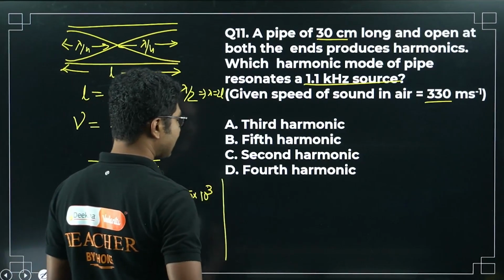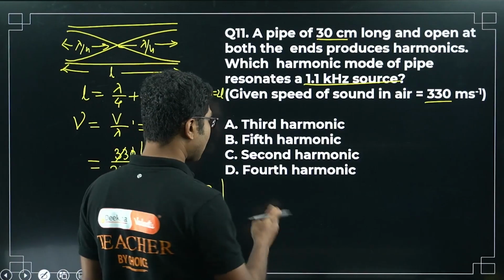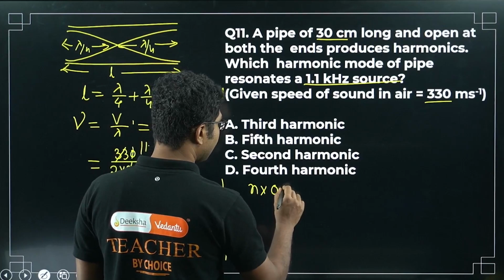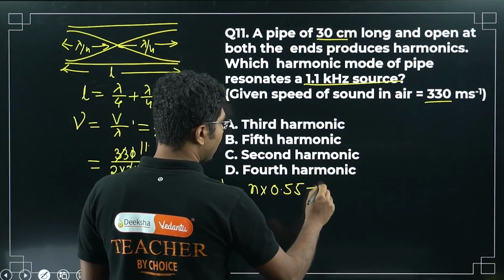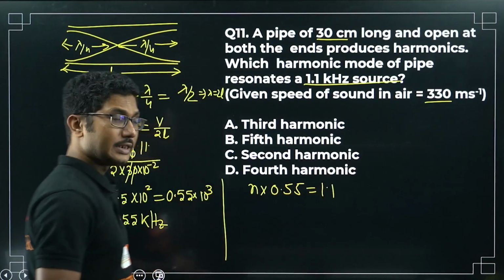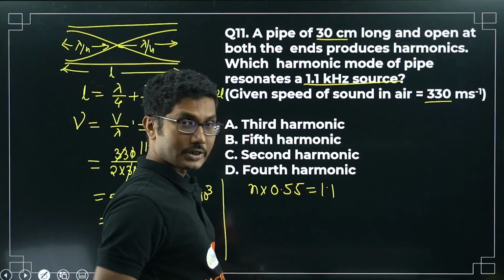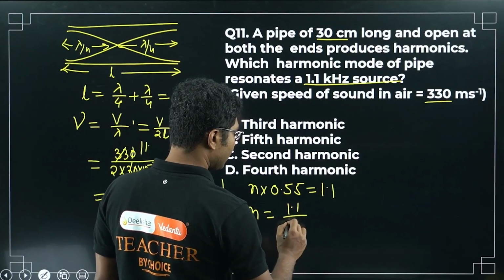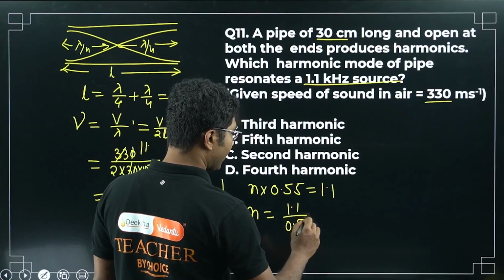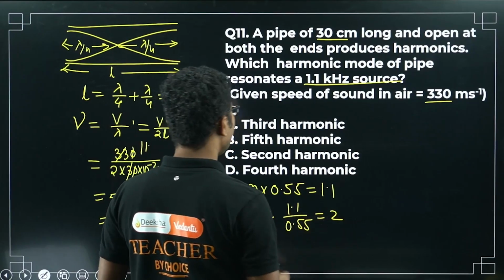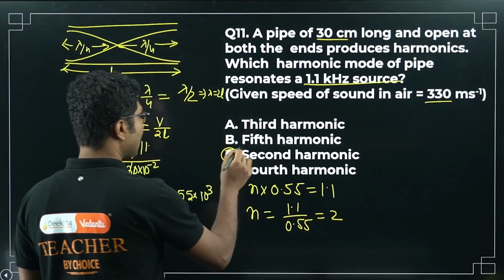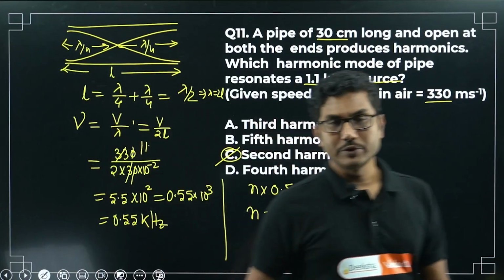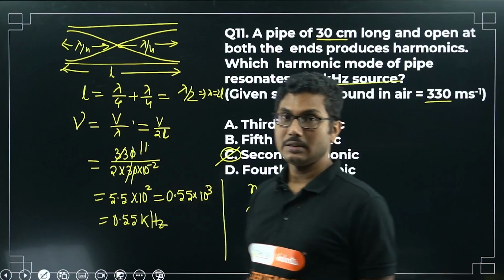Now if it matches with say the nth frequency, then n times the fundamental frequency should equal the resonance frequency, right? If they are equal, then only resonance will happen, so n equals 1.1 divided by 0.55, that is 2. Okay, so the second harmonic is the answer. Second harmonic, n equals 2 you have achieved. So this is the answer, right?